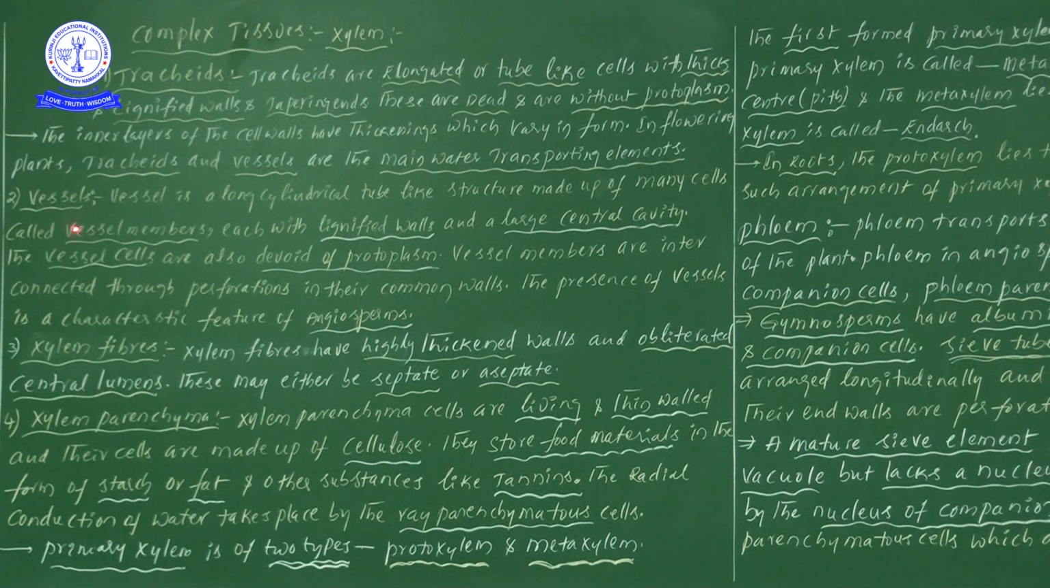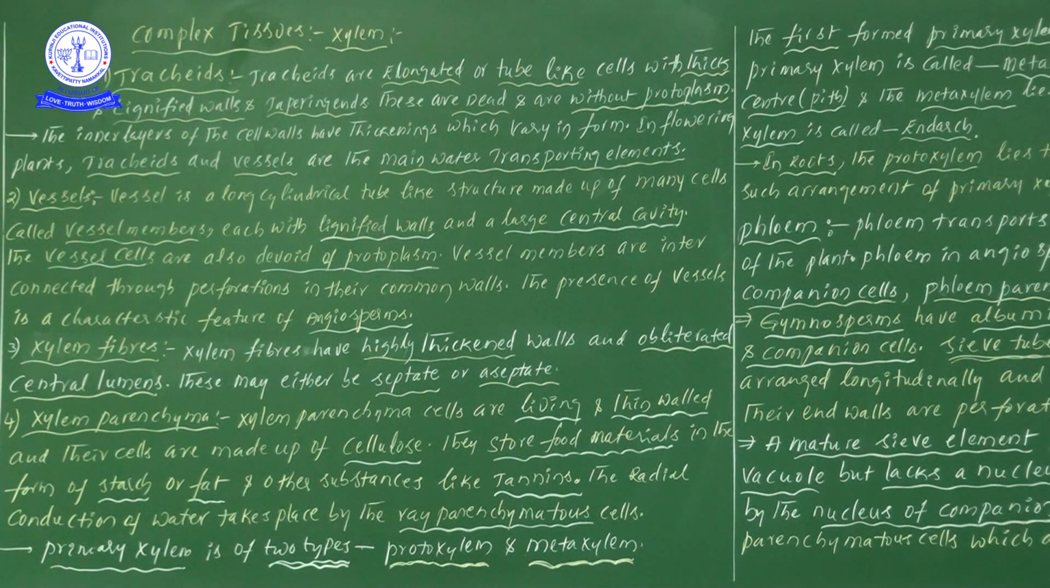Next one, the vessels point of view. What points can we discuss regarding the vessels? A vessel is a long cylindrical tube-like structure made up of many cells. Did you understand? Those cells we call vessel members. Let me give you one important point.